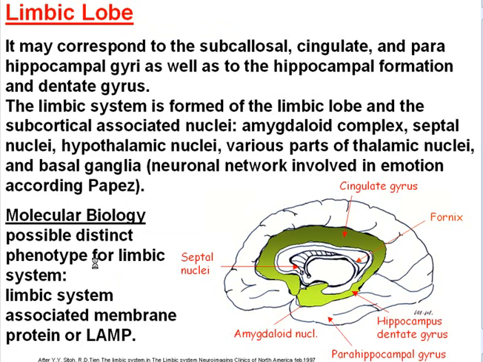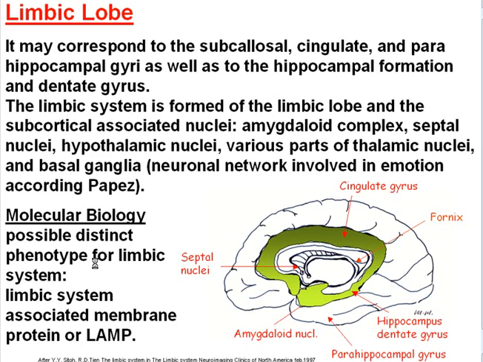The limbic lobe corresponds to a couple of structures, including the subcallosal cingulate and parahippocampal gyri, and also the hippocampal formation and dentate gyrus. The limbic system is formed of the limbic lobe and the subcortical associated nuclei. Those subcortical associated nuclei include the amygdaloid complex, septal nuclei, hypothalamic nuclei, various parts of the thalamic nuclei, and basal ganglia. And this network is called the circuit of Papez.